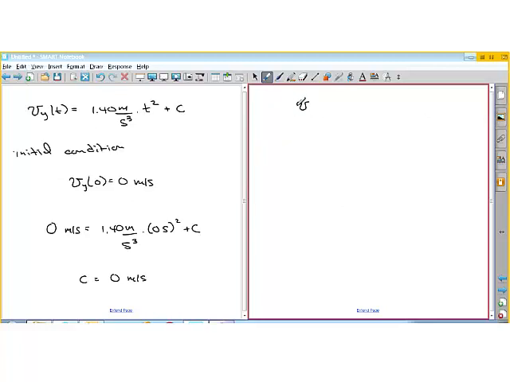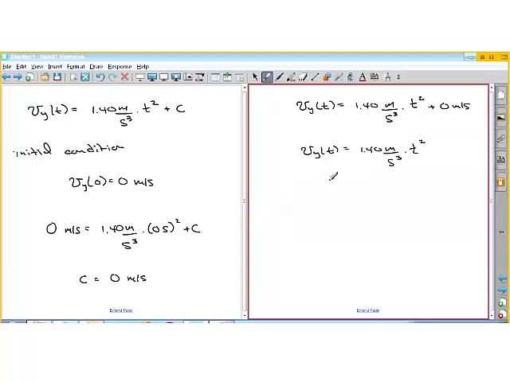So what I can say is the y velocity as a function of time is just equal to 1.40 meters per second cubed times t squared plus 0. I'll put it in there, but even though it has units, we can just drop it, and we get the same answer. Notice this one is a function of t and not this t star.